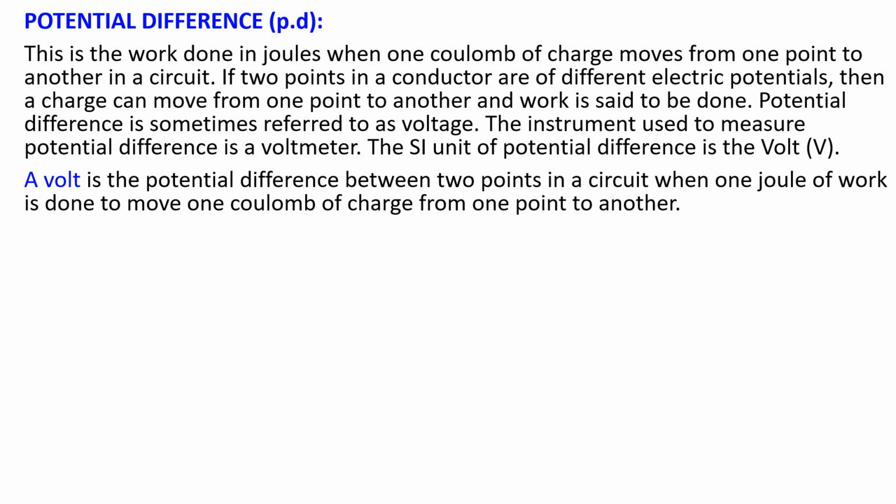So what we should make constant here is a unit. A unit means 1. So if it is work to be done, it should be 1 joule. And then if a charge is to move, it should be 1 coulomb. A charge of 1 coulomb should move from one point to another in that conductor. So that's what we call a unit volt.